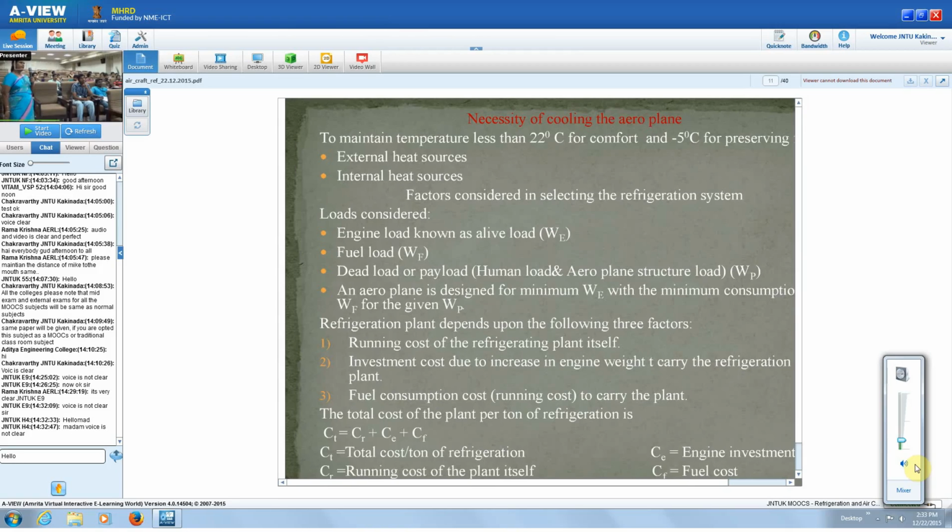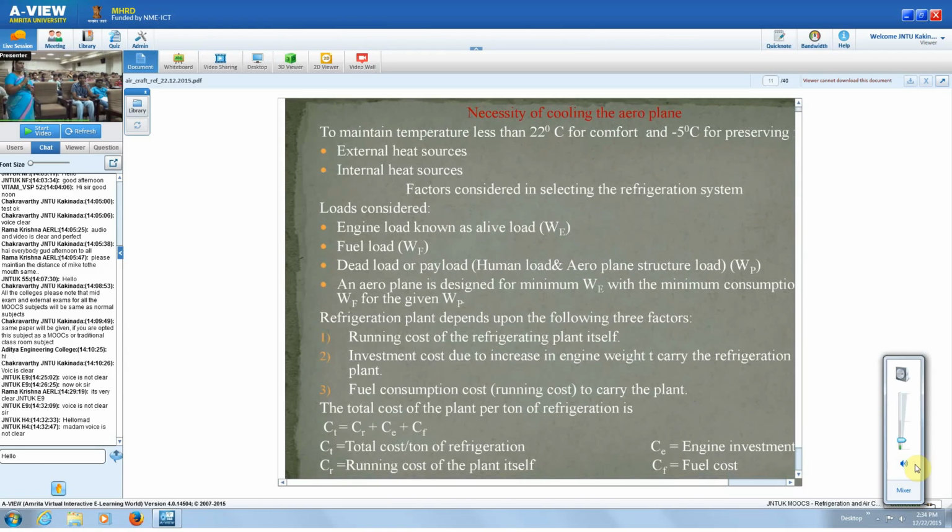For designing the aircraft, what are the factors to be selected mainly for the refrigeration system? We are confining ourselves only to the refrigeration system and not the propulsion of the aircraft engine. What are the loads to be considered? The engine load is represented by WE, which is called the live load, and the fuel load. The fuel is always required, so whatever fuel is taken is called the fuel load. And the dead load or payload.